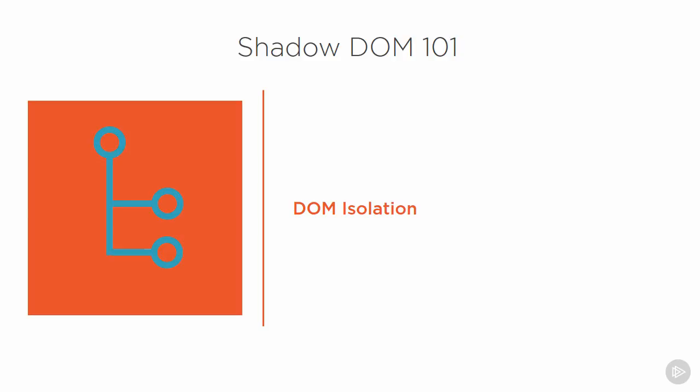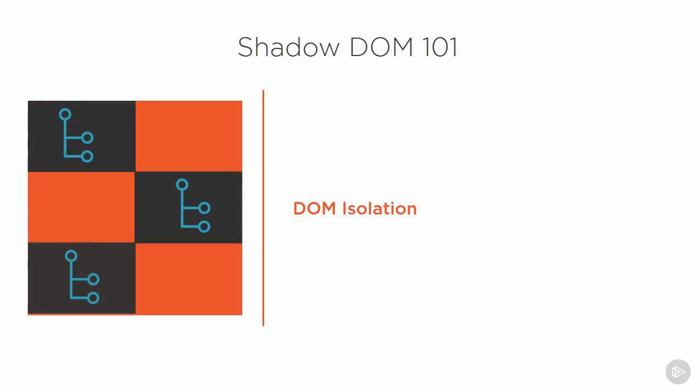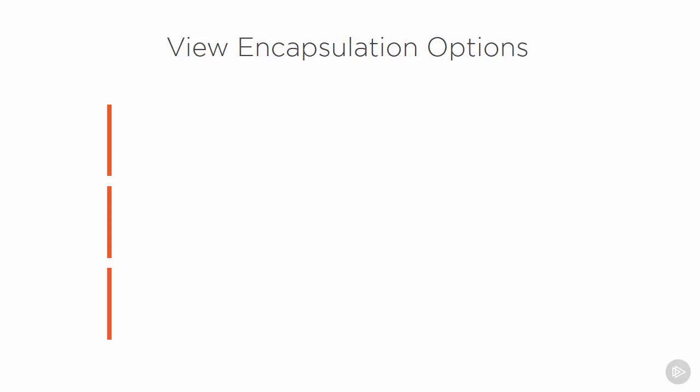With DOM isolation, that all changes. We no longer have just the singular page DOM. Now we can have individual component DOMs. Together, these component DOMs make up the page DOM, which does still exist, but we can deal with the component DOMs individually. With that aspect of Shadow DOM understood, now we can discuss the options for view encapsulation.